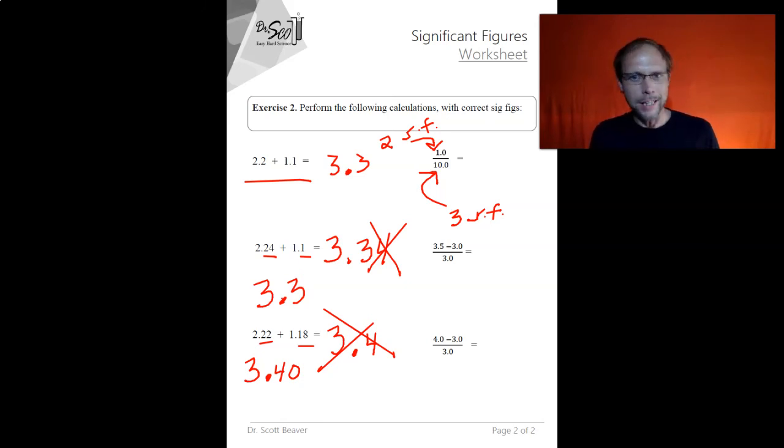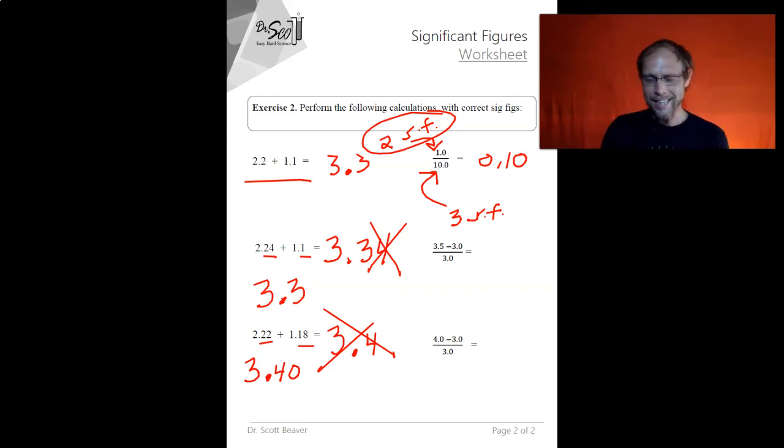Now, it's basically 1 divided by 10. The answer is a tenth, which would be 0.1 as a fraction. And if you put this into a calculator, 1.0 divided by 10.0, it's going to say 0.1. That's wrong. Your answer needs to have 2 sig figs. We need to put a 0 at the end. 0.10 is the correct answer. 0.1 is wrong. You're going to get a -1 on that if you don't have an answer with 2 sig figs.